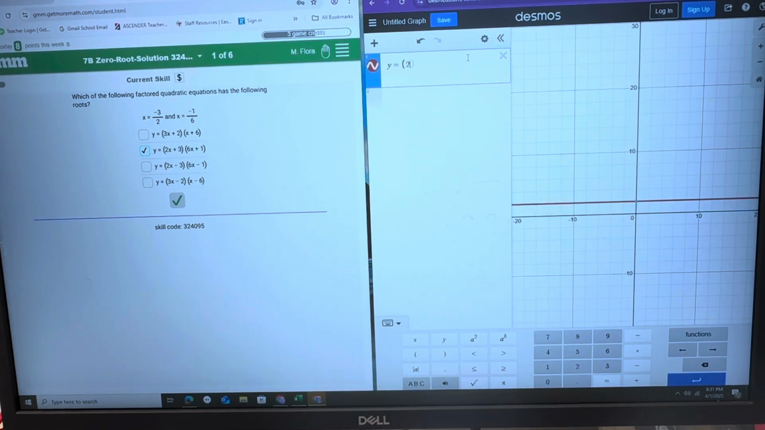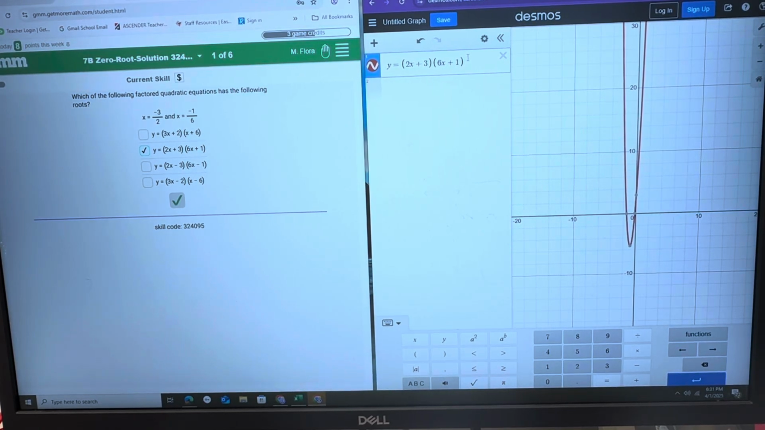Open parentheses, 2x plus 3, close it, open it, 6x plus 1, and close. And we can see that we have two solutions that are negative between 0 and 1. Negative 0.17. You've probably seen grades like that. That's 1 out of 6. And then 3/2.